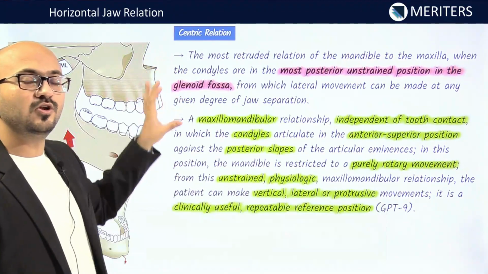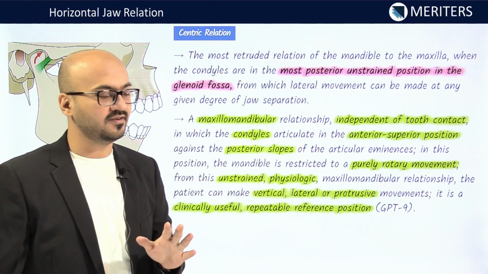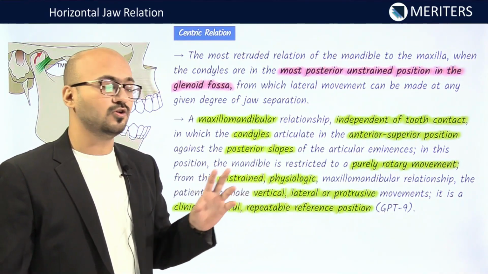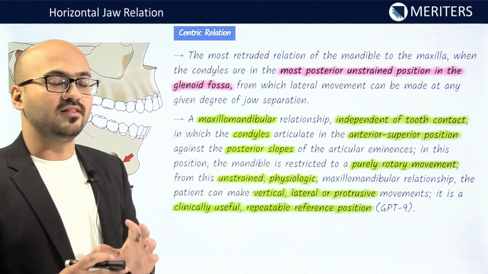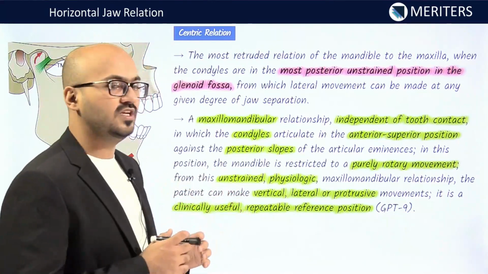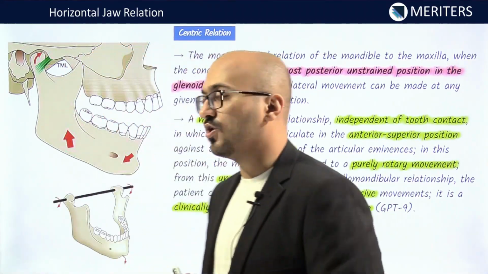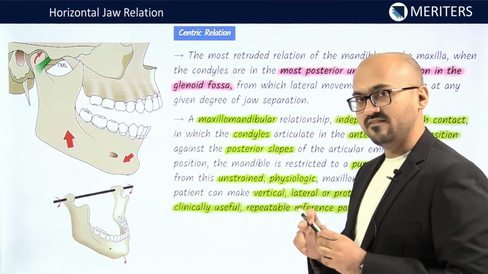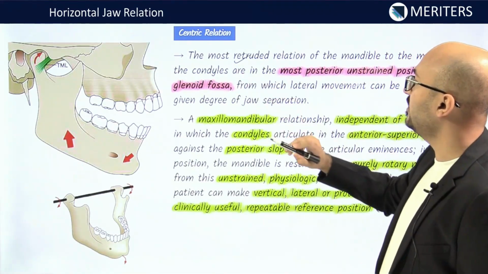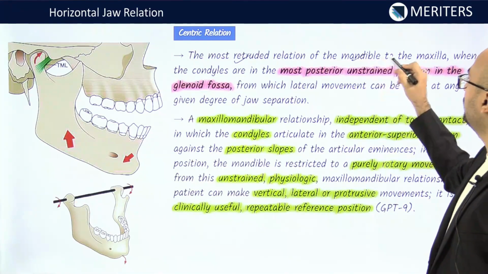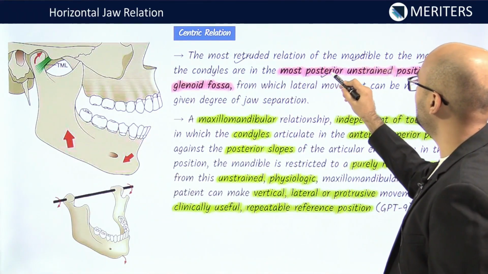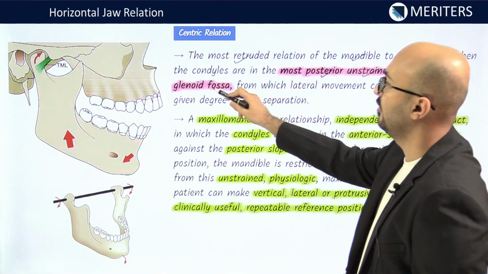The first one is from the glossary of prosthodontic terms 7 and 8, and the second one is from the current GPT, that is glossary of prosthodontic terms 9. There have been a few modifications in the definition and we are going to run through each of these changes. According to GPT 7 and 8, centric relation is defined as the most retruded relation of the mandible to the maxilla when the condyles are in the most posterior unstrained position in the glenoid fossa.